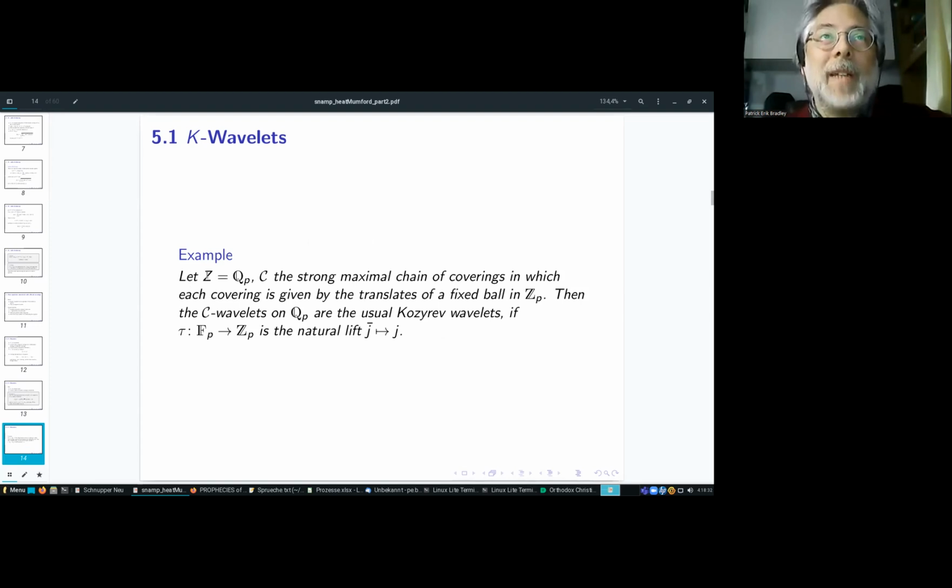If you take as an example Z to be the whole of Q_p, this is not compact, but it's locally compact, but it doesn't matter. And C the strong maximal chain of coverings in which each covering is given by the translates of a fixed ball inside of Z_p. Then the C wavelets in Q_p are just the usual Kozyrev wavelets. The only thing you have to take care of is that you take the correct lift from the residue field F_p into the ring Z_p. Just j bar maps to j.